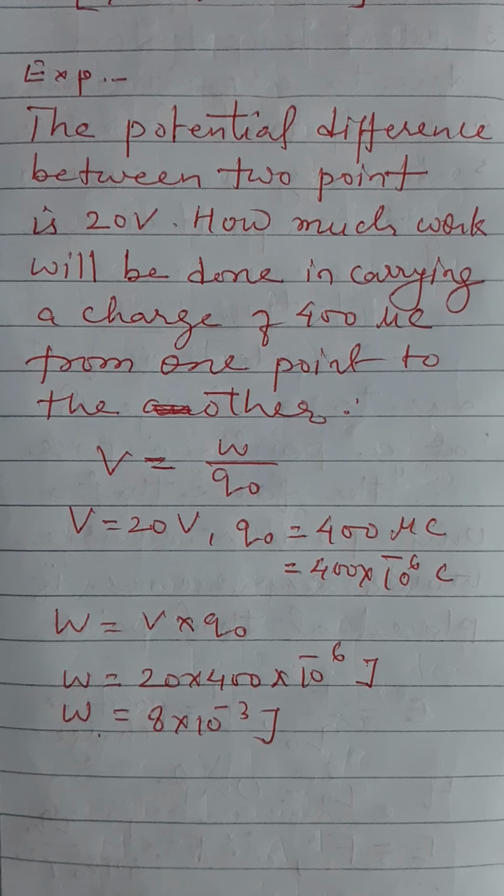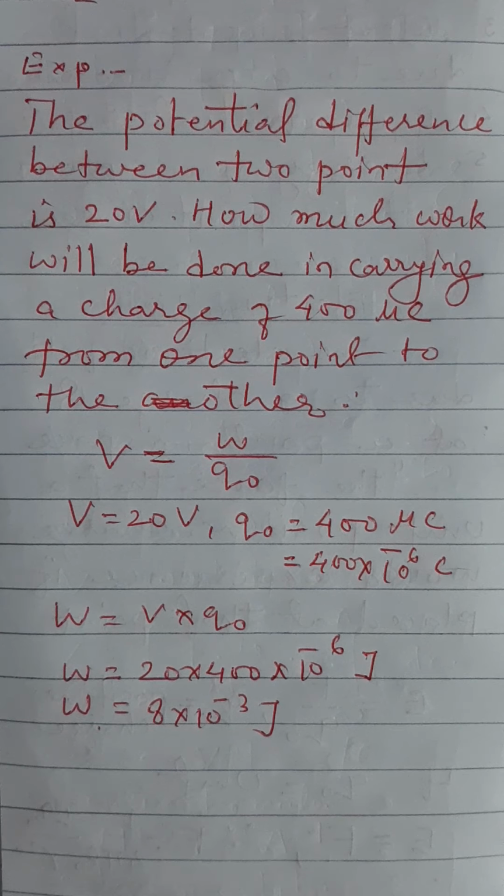Let's try to understand by an example. The potential difference between 2 points is 20 volt. How much work will be done in carrying a charge of 400 microcoulomb from one point to the other? Students, we know that V equals W by Q naught, where W is the work done and Q naught is a unit positive test charge.